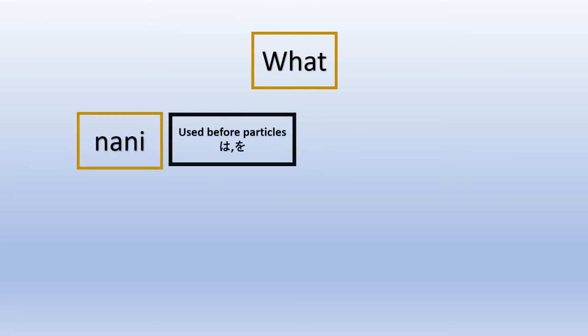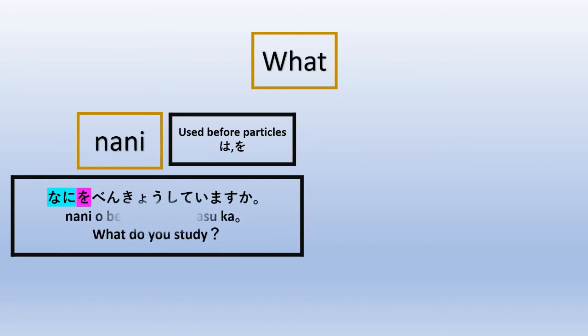Here, there are 2 pronunciations of nani or what. The first is, of course, nani. Nani is used before particles like wa and wo. For example, Nani wo benkyou shite imasu ka? What do you study?